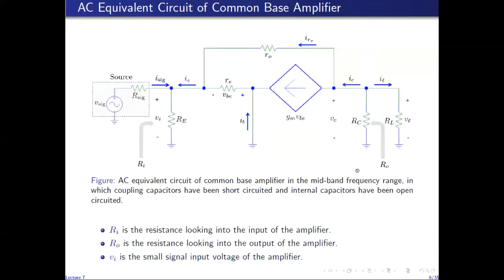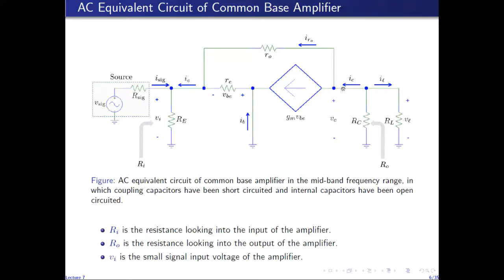So the output resistance of the amplifier is computed by short circuiting the input of the amplifier. This is the input port of the amplifier. This emitter terminal and ground constitute the input port of the amplifier. So we directly short circuit this emitter to ground, setting Vi to 0, which essentially short circuits RE out of the circuit. RE is shorted out because of the direct connection of the emitter with the ground.